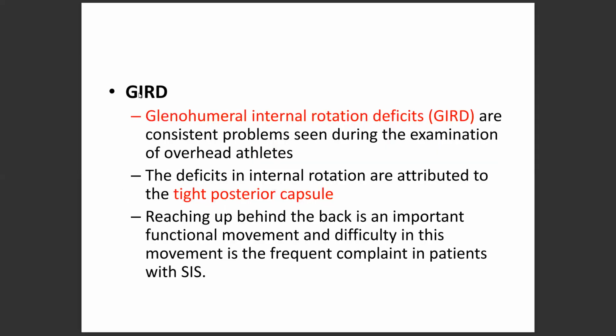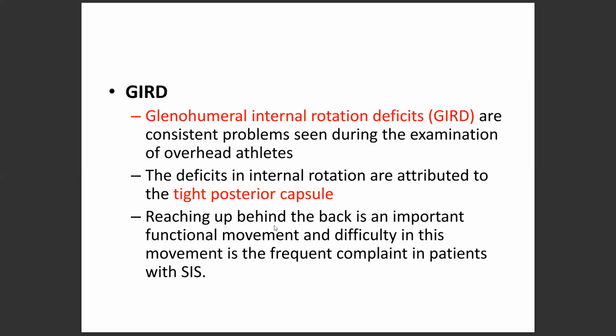The glenohumeral internal rotation deficit, which is one of the symptoms or conditions, may be because of the posterior capsule tightness. There are consistent problems seen during the examination of overhead athletes, because among them there may be some adhesions in the posterior capsule which may lead to the tightness in the PC. The deficit in the internal rotation is attributed to the tight posterior capsule.